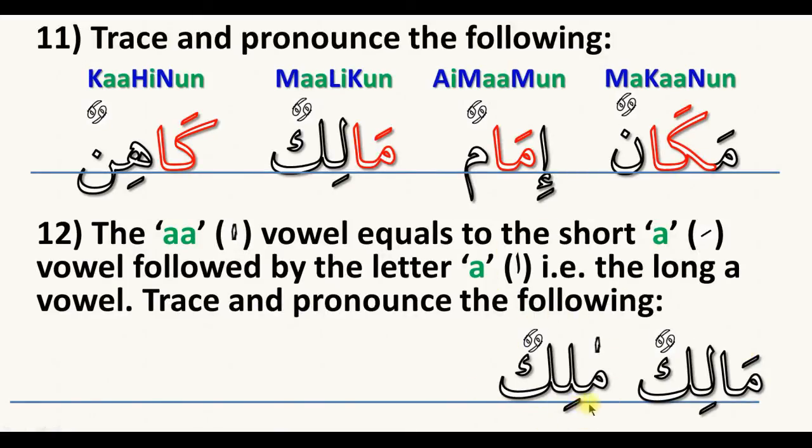In this second word, the pronunciation and the meaning are the same as the first word. The only difference is that you have the AA vowel above instead of the long A vowel here. So when we pronounce this word, we say Malikun, the same way we pronounce this word.